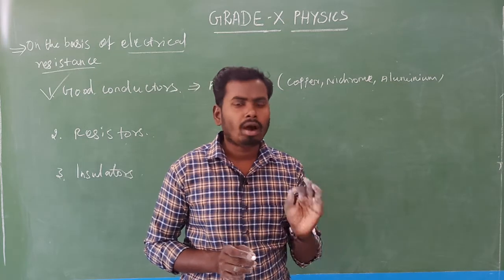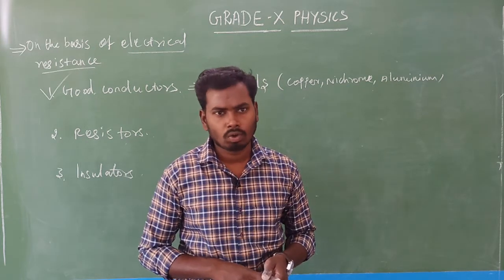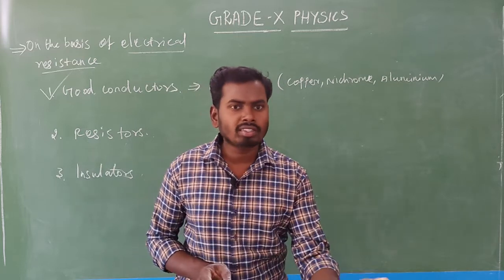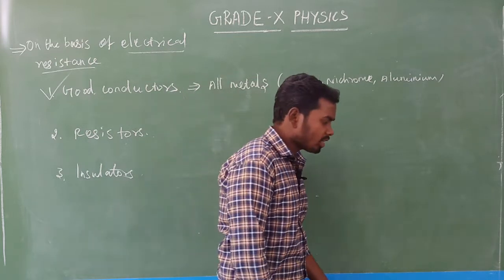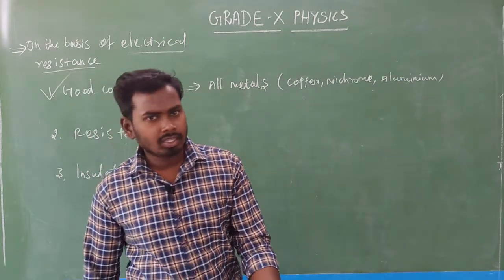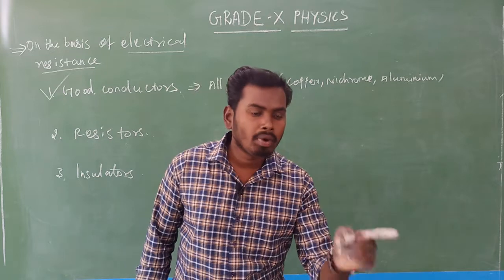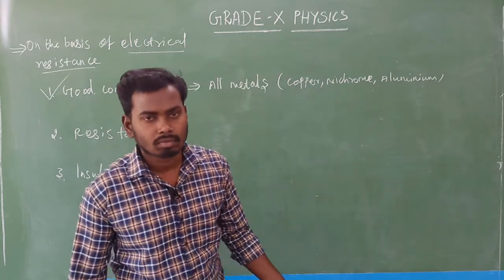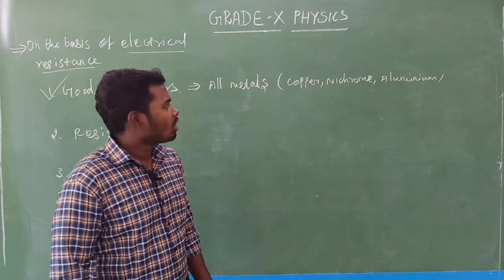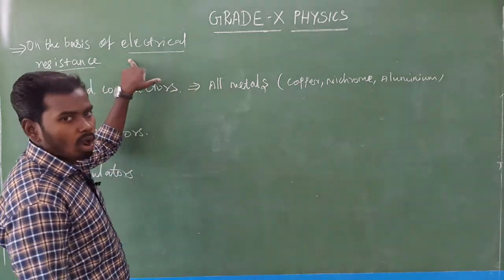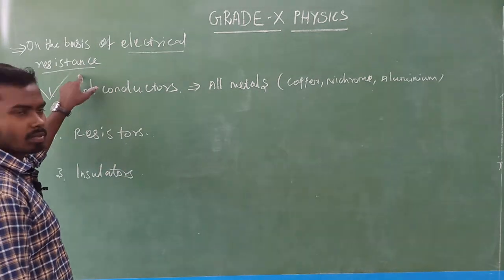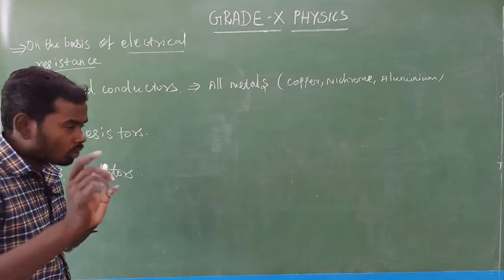So why are all metals good conductors? If metal conducts the current, why should the table not conduct the current? That is a very big question. Look here, on what basis are the three groups of things divided? Electrical resistance.